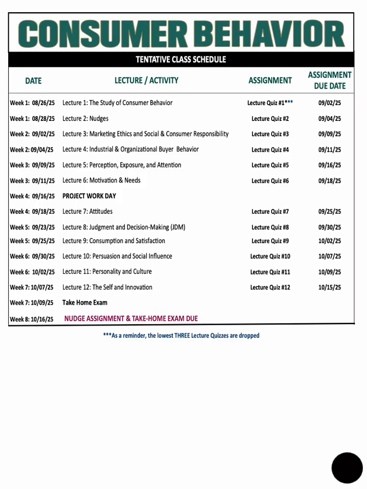Do note, however, that the nudge assignment and the take-home exam are due on the same day. That's the day that you would normally have a final. Also note that during week 7, our last class, I'm actually going to give you that time off to write up your take-home exam if you choose to do so. All right.